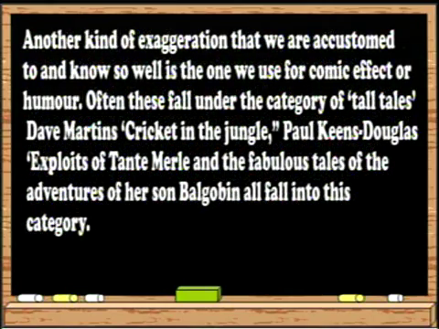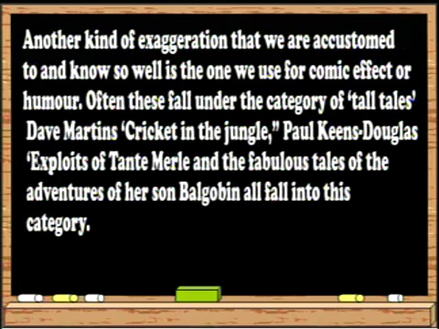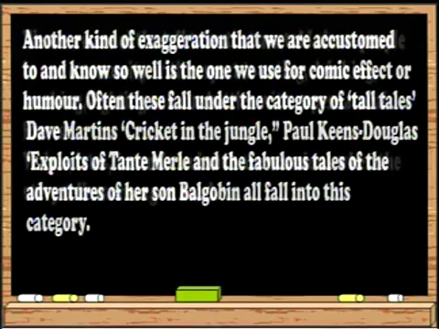Another kind of exaggeration that we are accustomed to and know so well is the one we use for comic effect or humor. Often, these fall under the category of tall tales. Dave Martin's Cricket in the Jungle and Paul Keane Douglas's Exploits of Tanti Merle and the fabulous tales of the adventures of our son Balgobin all fall into this category.